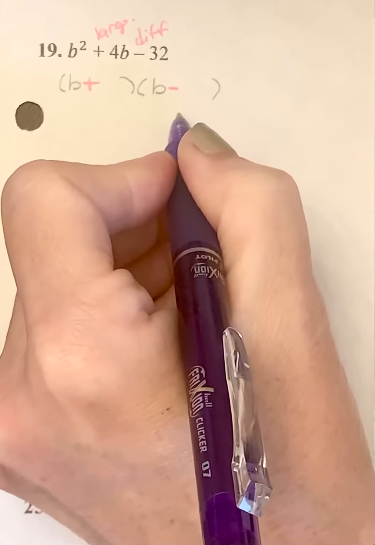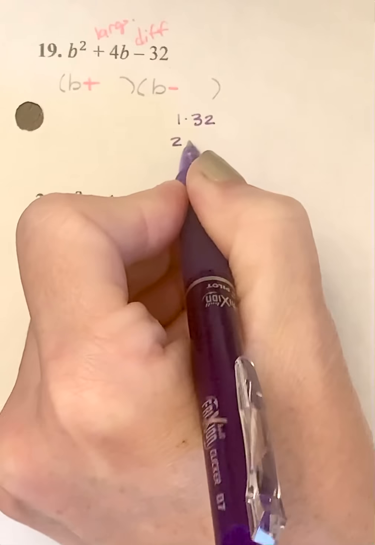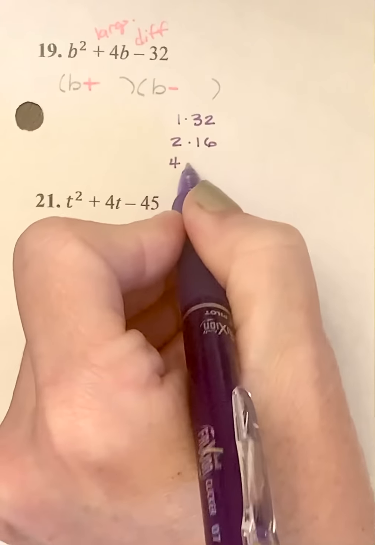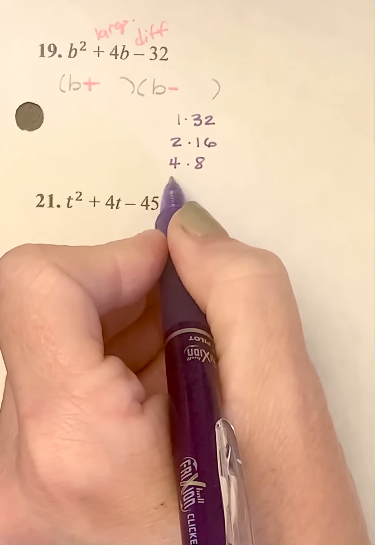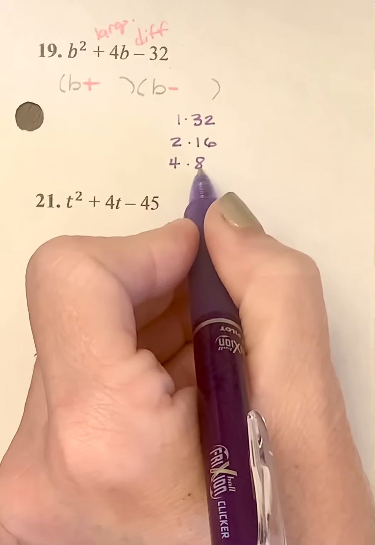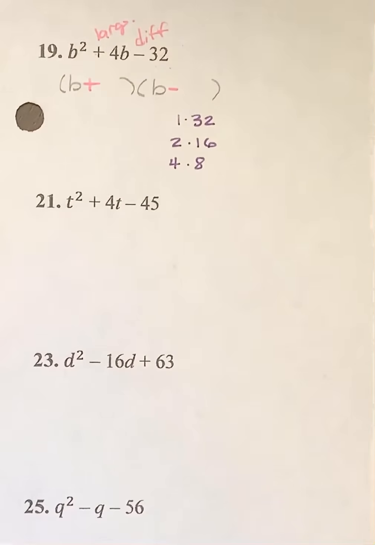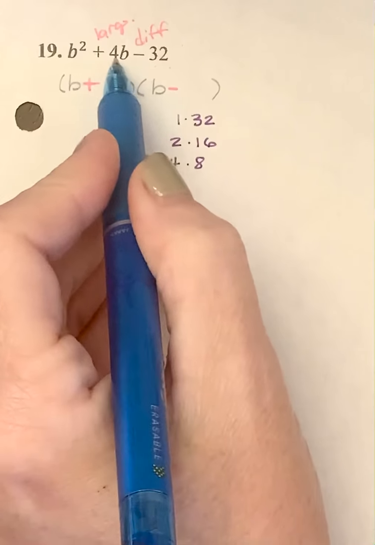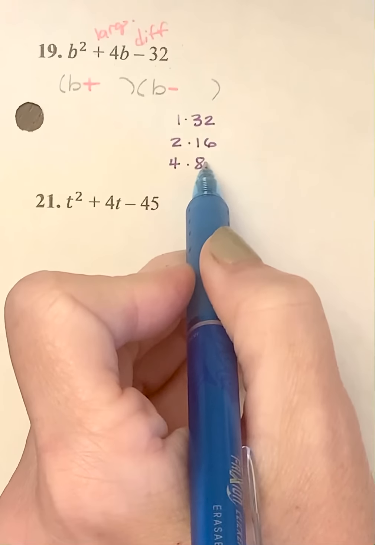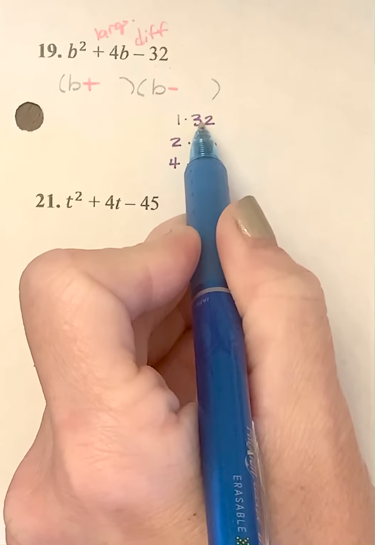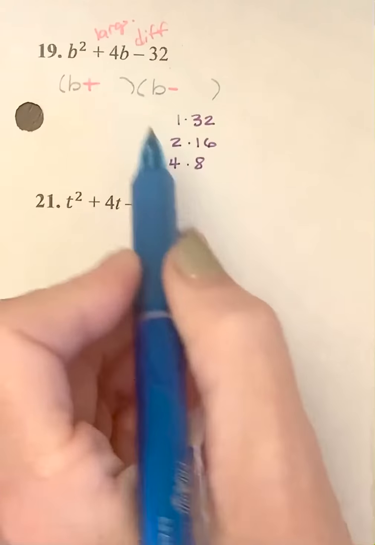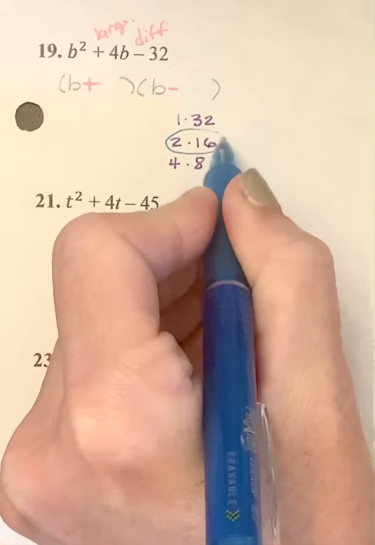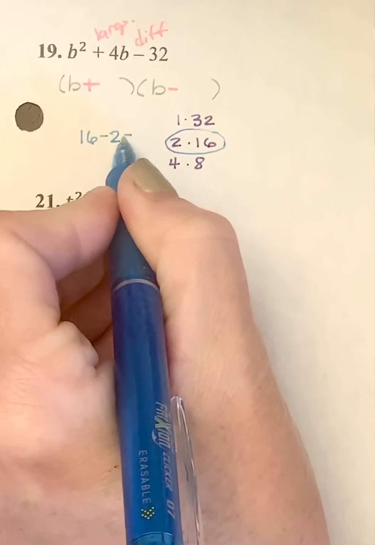The factor pairs of 32 are 1 and 32, 2 and 16, 3 won't go into it, 4 and 8, 5 won't go into that, 6 won't go into that, 7 won't, and then 8 will, but we've already got it listed here. So now we look for the pair. The larger number is positive, and this one will be negative, so positive 32 and a negative 1 does not give me 4. Positive 16 and a negative 2 does give me 4. It is 16 minus 2.